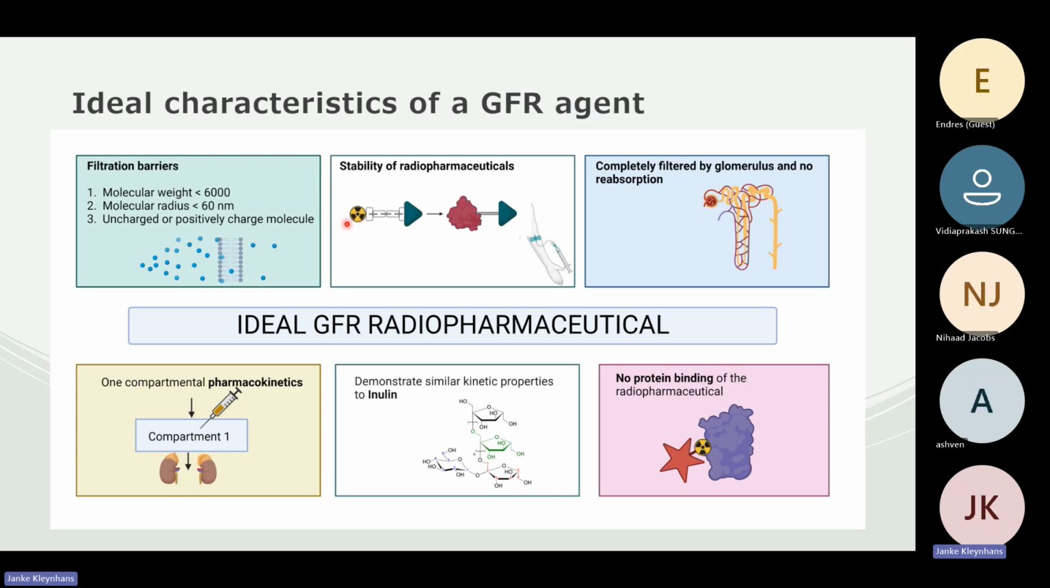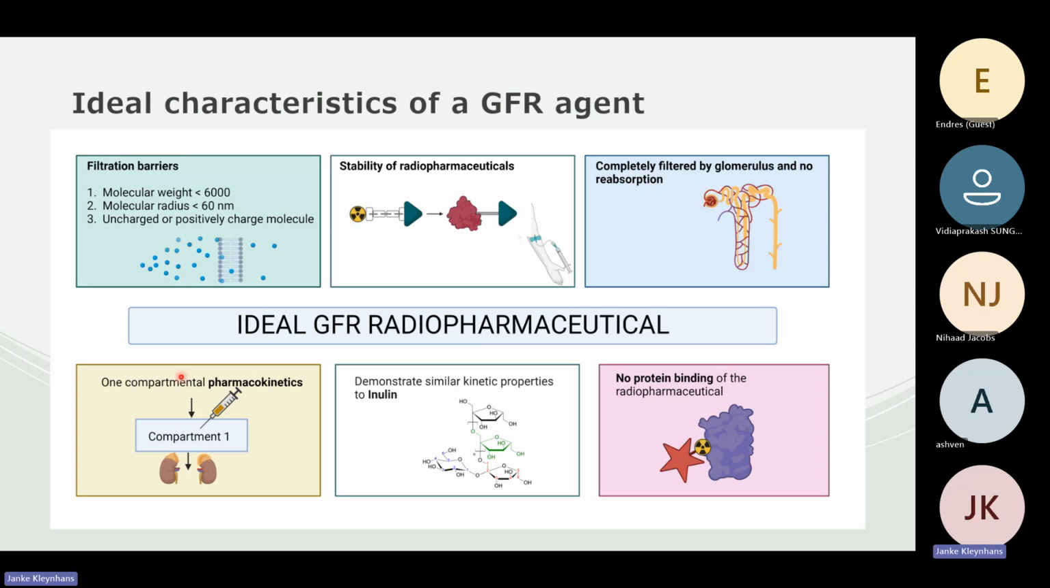It should be stable because you are following the radioactive component of this radiopharmaceutical. If the radioactive part is released from the carrier that is filtrated out of the kidneys easily, then you have a problem, because your radioactive part will not be filtrated at the same tempo as your carrier. So then you get false measurements. Stability of these radiopharmaceuticals in vivo is one of the most critical components. It should be completely filtered by the glomerulus and there should be no reabsorption.